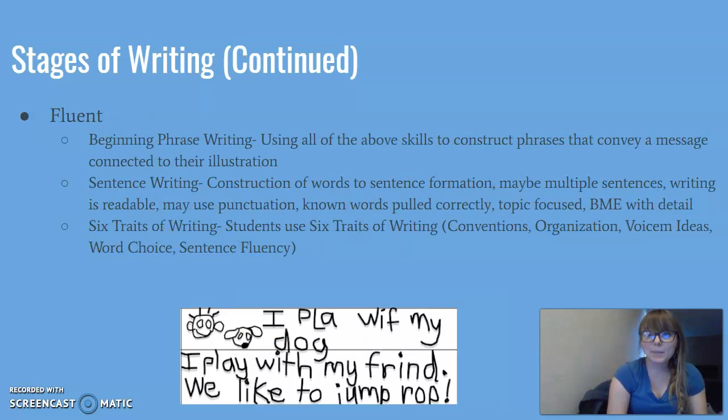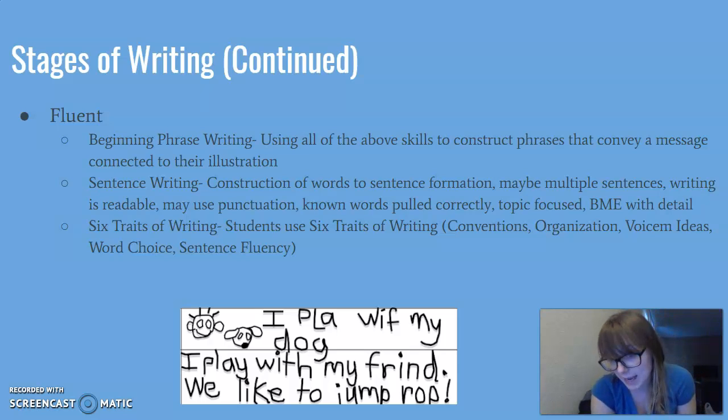Okay, the last stage is fluent. This is split into 3 subcategories, and that is beginning phrase writing, using all of the above skills to construct phrases that convey a message connected to the illustration. So that's that very top example there. I play with my dog. Of course, the child meant I play with my dog. They did get most of the letters with that, and so that's the beginning phrase writing. You understand what the child is trying to say.